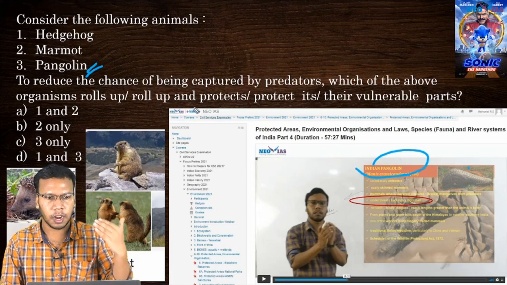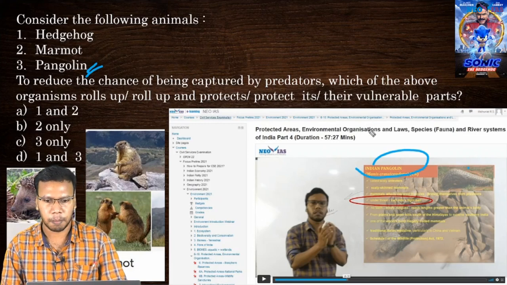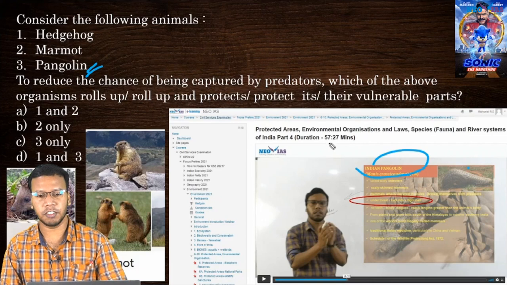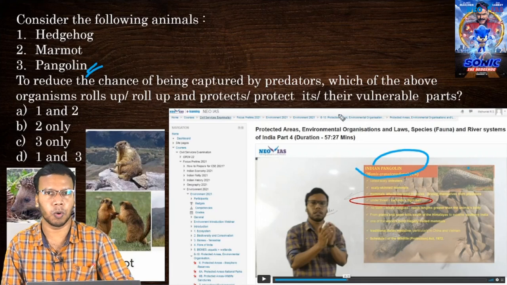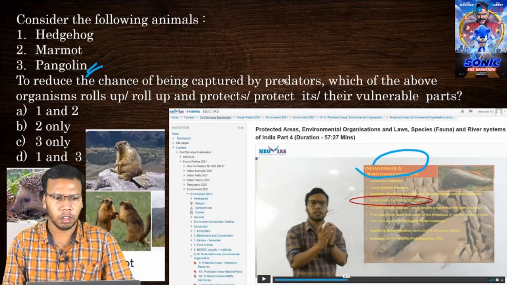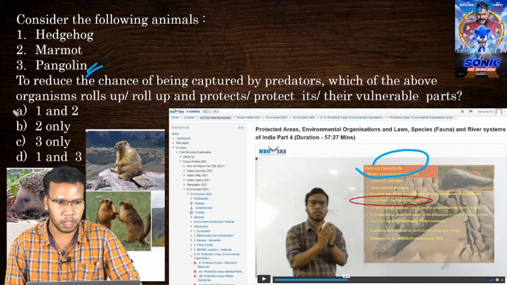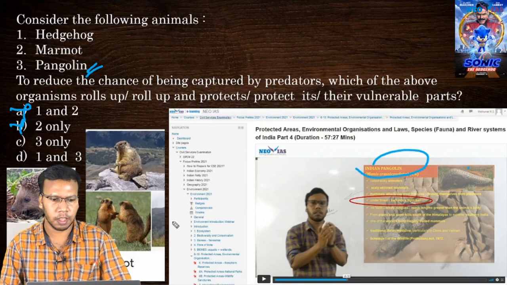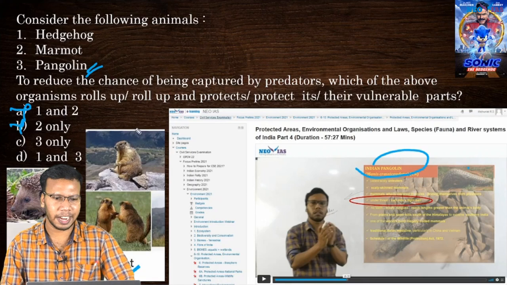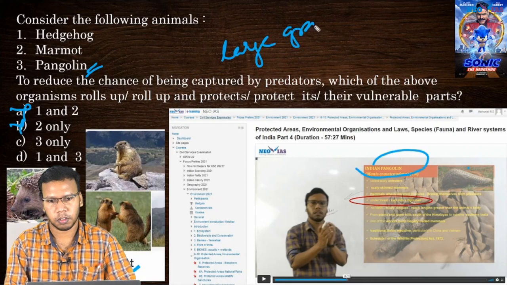Regarding the pangolin, it's a scaly skinned mammal. They are also called anteaters. Whenever they are in danger, whenever they face the predators, they will curl into a tight ball, the Indian pangolins, right? We have Chinese pangolin, Indian pangolin and all. So we know that pangolin will curl into a tight ball. So we eliminated A and B. Now we need to know whether hedgehog curls into a ball, right? Because marmot is already eliminated. Marmots are a kind of rodents, large ground squirrels.